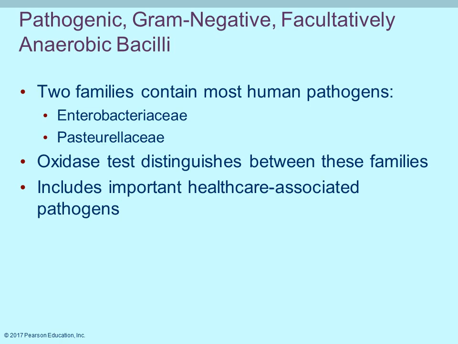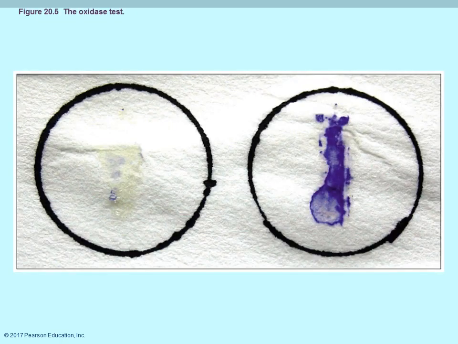I'm going to move on to the pathogenic, still gram-negative, but those that are bacilli shaped, starting first with the facultative anaerobic bacilli. There's two main families that contain most of the human pathogens, the Enterobacteriaceae and Pasteurellaceae. You can use the oxidase test to distinguish between these. And like I said, this is going to include most of the pathogens.